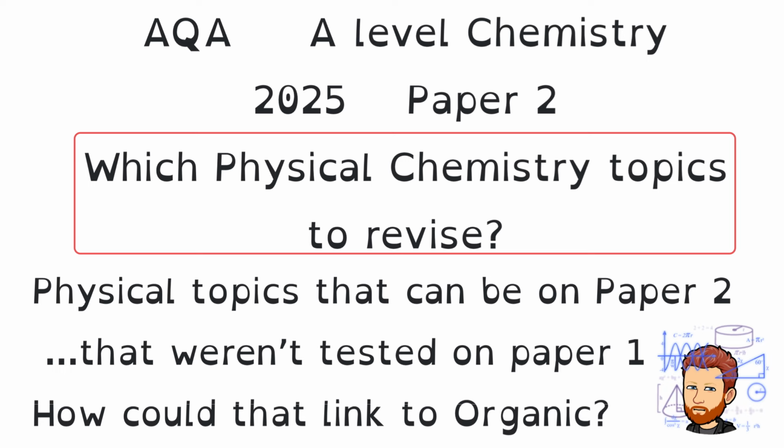Hello and welcome to this A-Level Chemistry video where I'll be helping you to prepare for AQA Paper 2, which is Organic and Physical Chemistry. Specifically, I'll be looking at which physical chemistry topics, or parts of topics, are most important to revise. We'll look briefly at the physical topics that can be assessed on Paper 2, then look at the parts that were not tested on Paper 1, and for each of these I'll explore how those topics link to organic chemistry, which is the main focus for Paper 2.